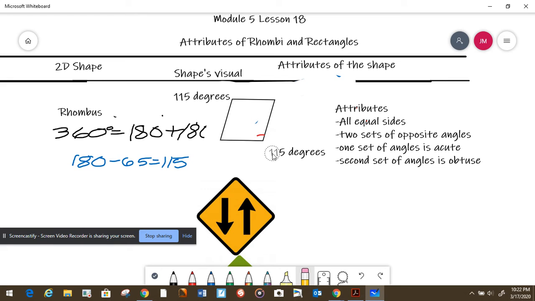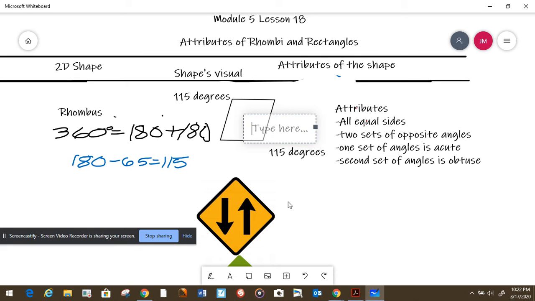I'm going to remove the angles. So those two angles are the same, and the acute angles are the same. And we said that the acute angles were 65 degrees. So let me write that down quickly. And so that's going to be 65 degrees.